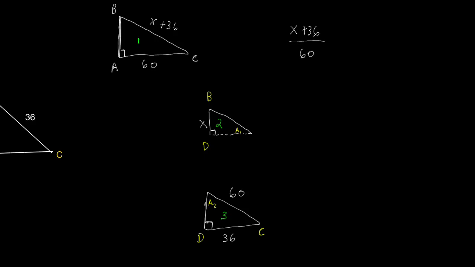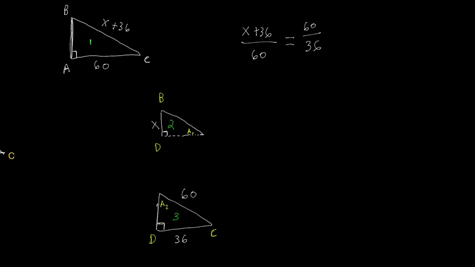Since these triangles are similar, that means that they must equal another ratio of corresponding sides, which we have, because here 60 corresponds to 36. And now we can apply the cross multiplication in order to solve for x. I'm going to begin by doing 36 times x plus 36. So 36 times x plus 36, that's going to equal 60 multiplied by 60.